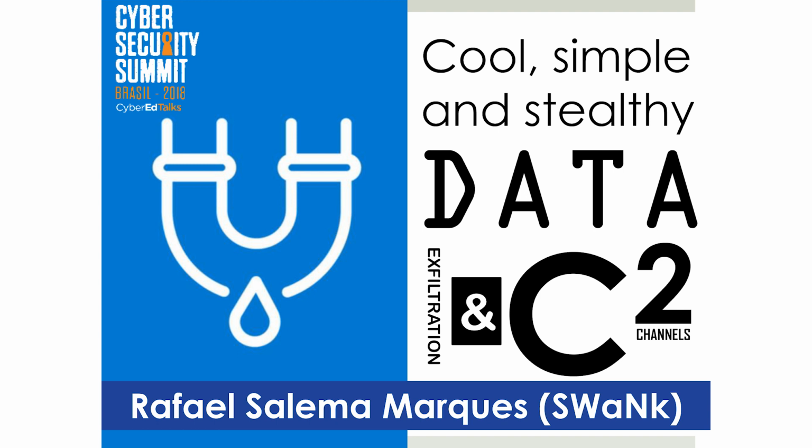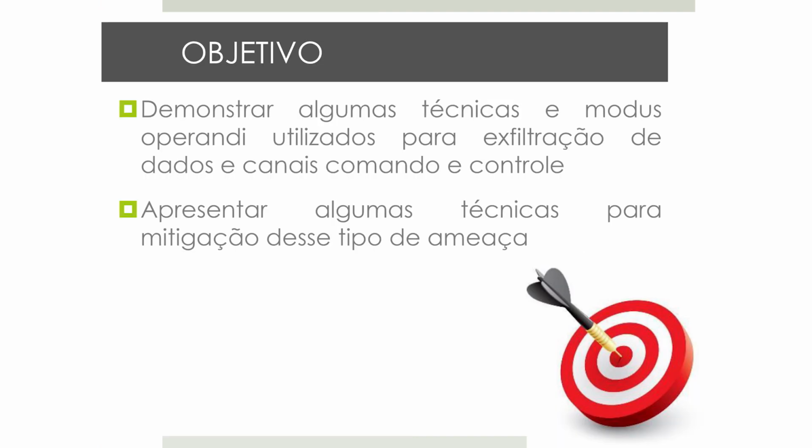And malware needs a communication channel between the attacker and the malware. It needs to exfiltrate information and infiltrate information. So this is what we're going to talk about. We're going to show you some ways for command and control channels, which is the communication channel with malware. My goal here today is to demonstrate some techniques and the MO to create command and control channels and how to mitigate this.